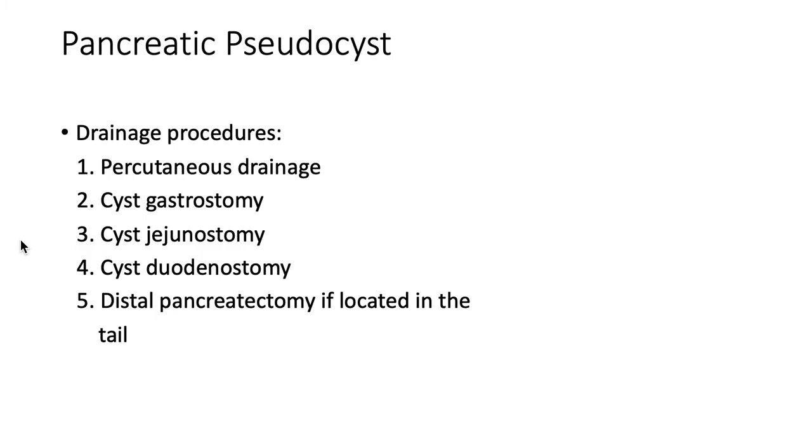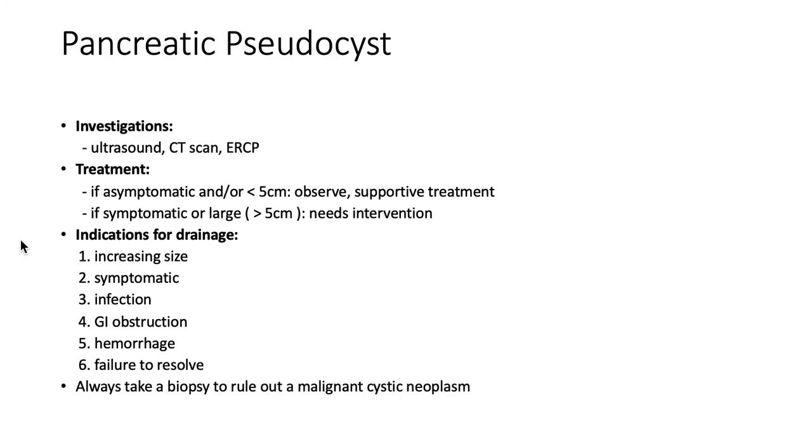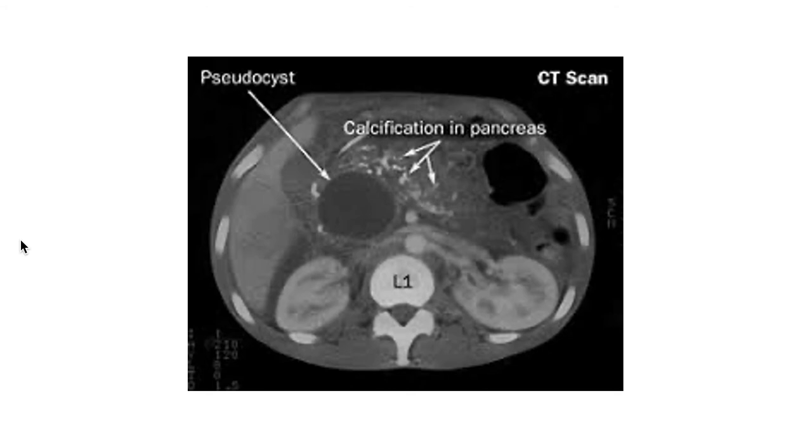You don't have to know this drainage procedure. The only thing you have to know is when to intervene: if it's producing symptoms, or if it is more than 5 centimeters. And this is the CT scan. As you can see, this is the cyst, and these are the calcifications. So probably this is chronic pancreatitis or necrotizing pancreatitis.